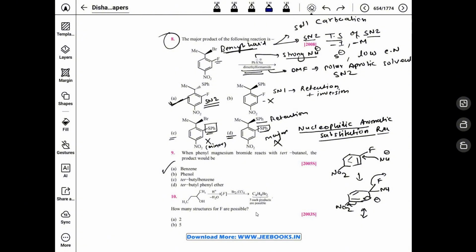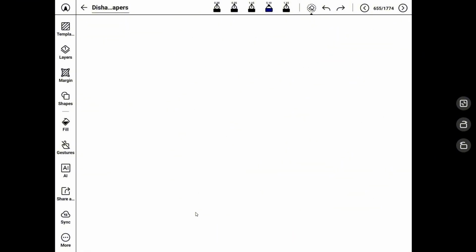How many structures for F are possible? In the given reaction, this secondary alcohol in the presence of acid loses the water molecule giving F. So F for sure is an alkene, and then after bromination getting 5 products. Okay, so let's understand this reaction through the mechanism. This is the secondary alcohol reacting with the acid. The first step is the protonation of the OH, and followed by the removal of the water molecule to give the carbocation.